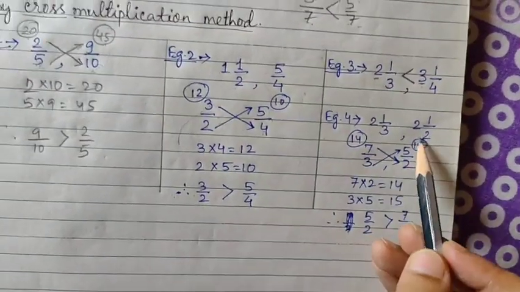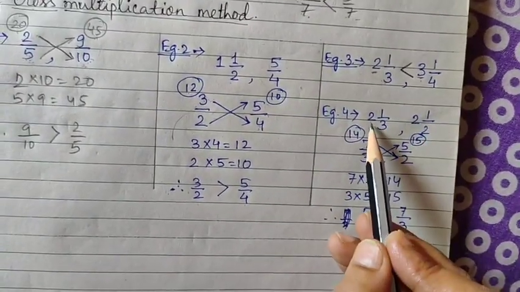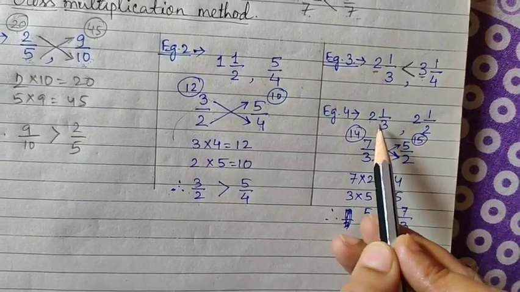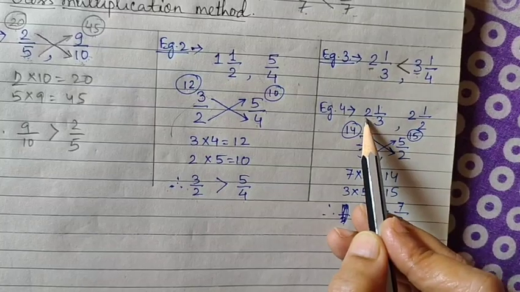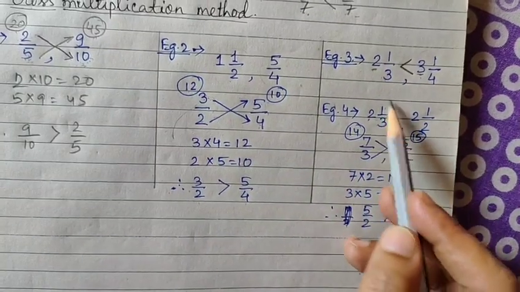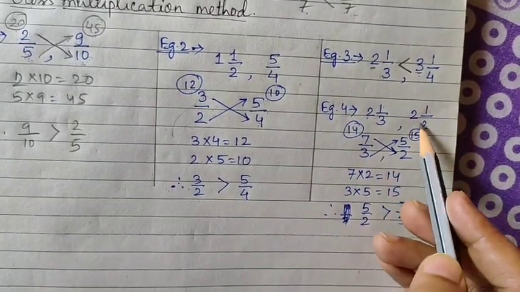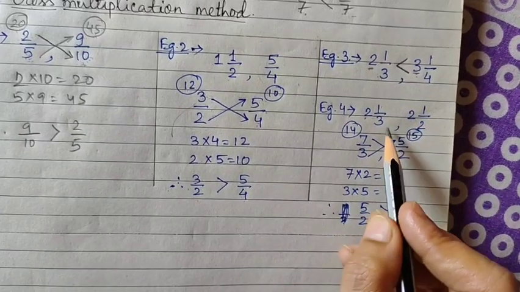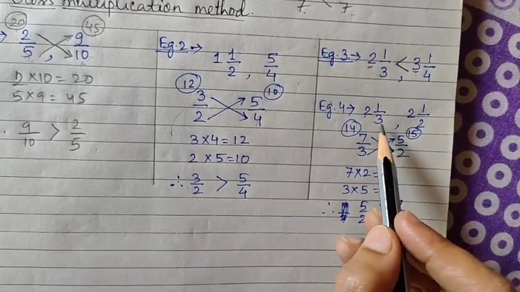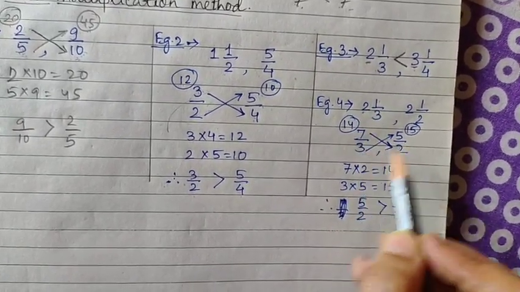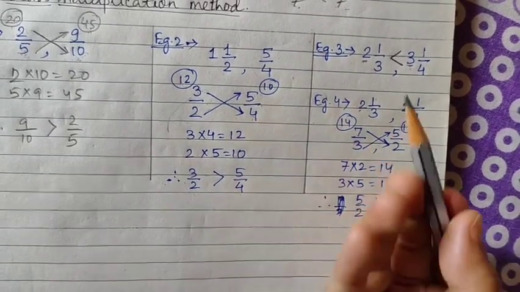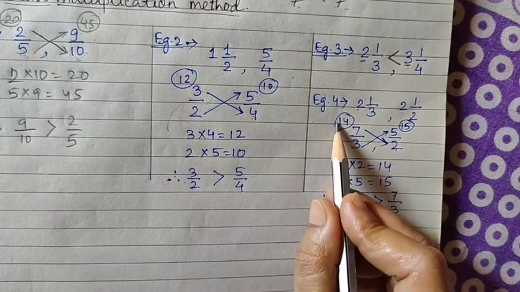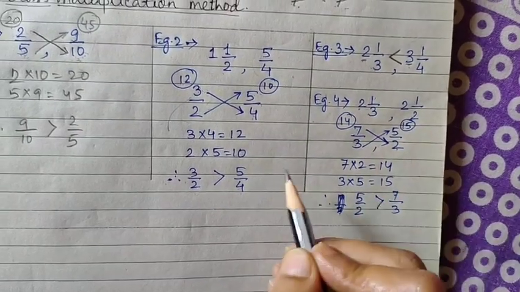But if two mixed numbers are there but their whole number parts are the same, 2 whole 1 by 3, 2 whole 1 by 2, means पूरा 2 होके कुछ पार्ट फिर 2 पूरा होके कुछ पार्ट. So this one you have to convert into an improper fraction. 3 2s are 6 plus 1, 7 by 3. 2 2s are 4 plus 1, 5 by 2. Then the same way 7 2s are 14, 3 5s are 15.